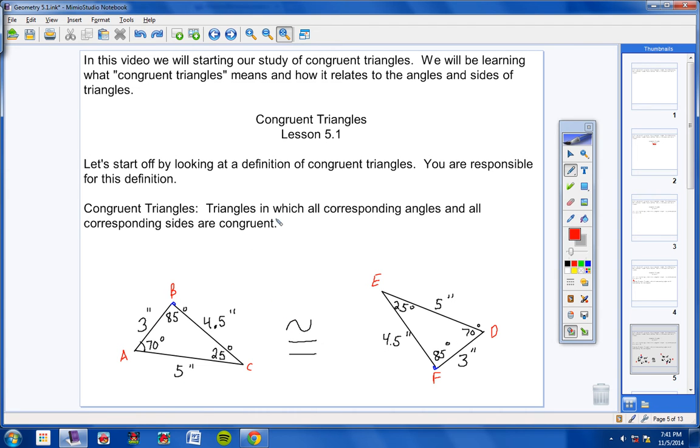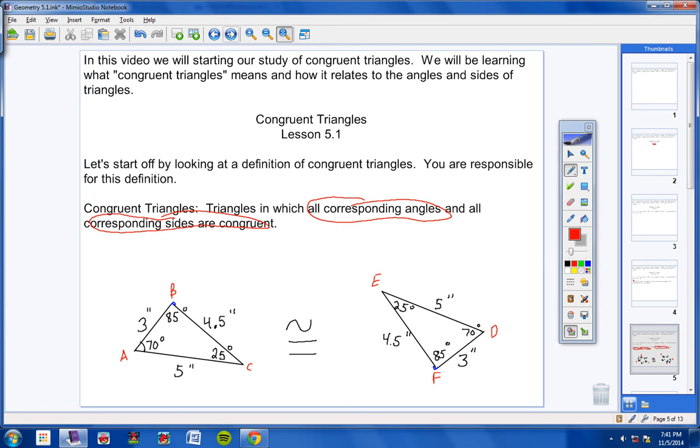That's the definition of congruent triangles. Two triangles are congruent when all corresponding angles and all corresponding sides are congruent. It's very important you understand that, okay? So take a second, finalize your notes here, and then we're going to move on. Please understand this. It's very important.